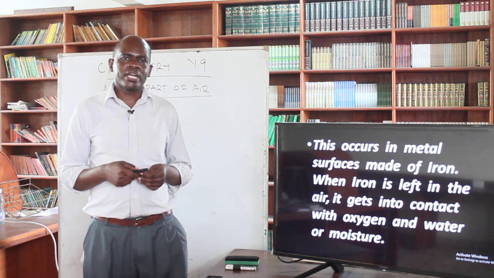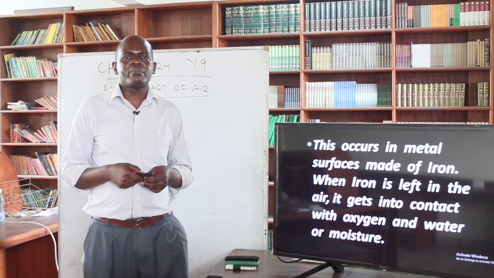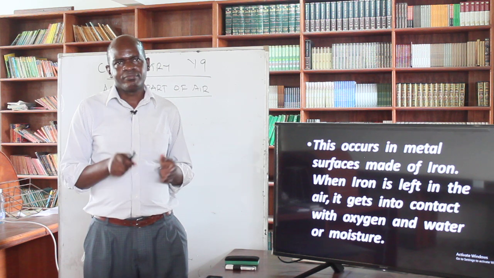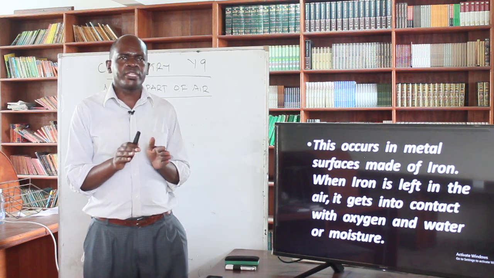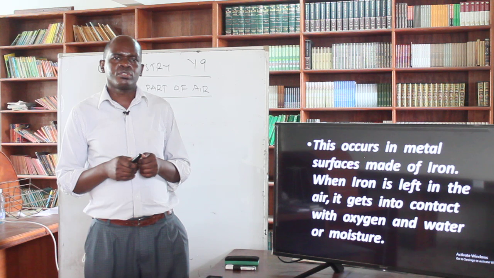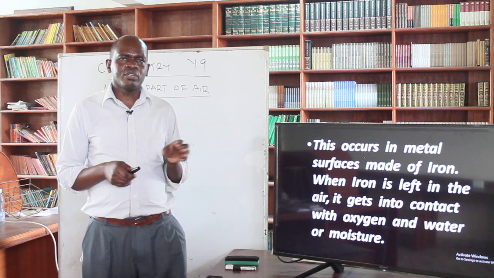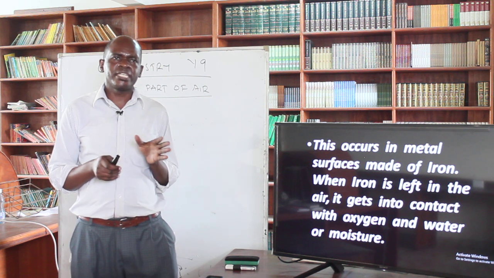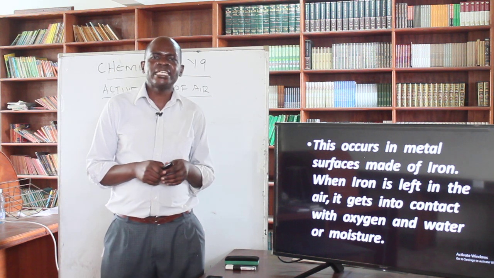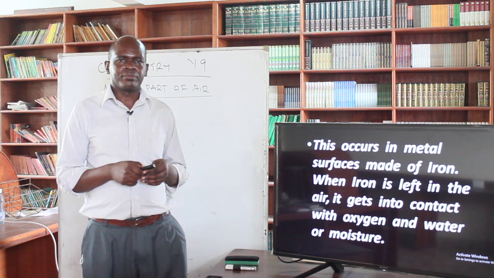Now, this mostly occurs in metal surfaces which are made of iron. When you talk about corrosion, then iron as a metal comes into focus, which means that when we talk about corrosion, we mostly refer to corrosion in relation to iron.